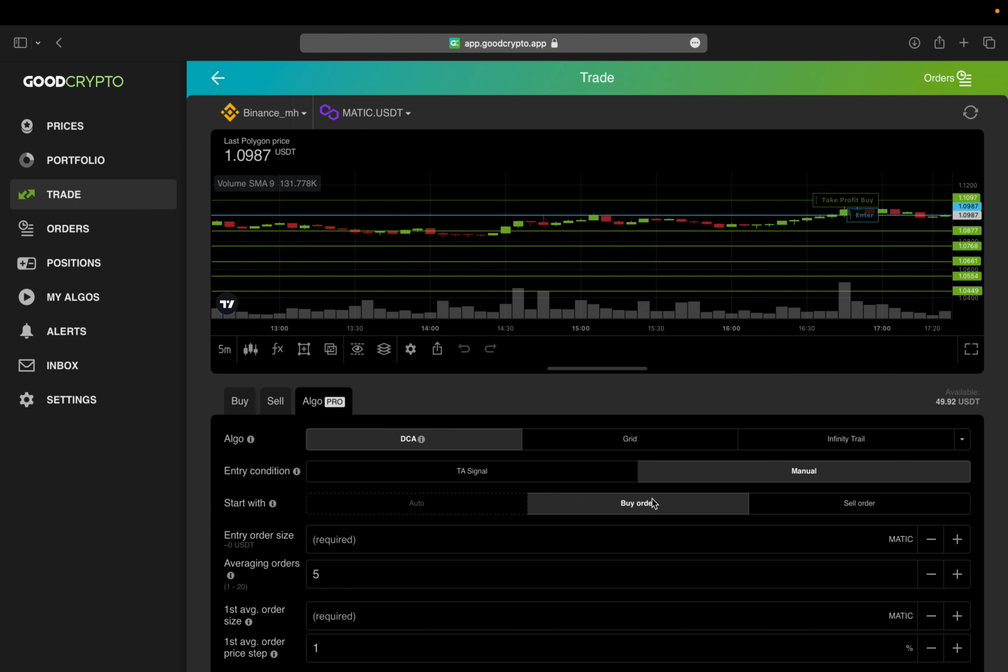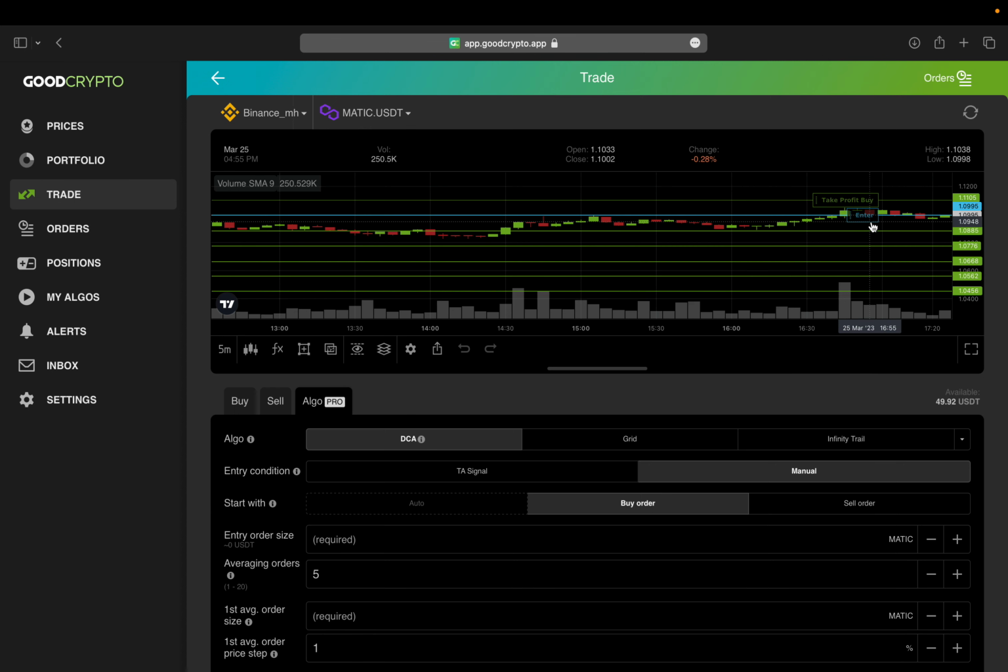Okay, let's start. So it goes from the name DCA Algo. What it does, it does dollar cost averaging, right? So basically what that means is pretty simple. If you just look at this visualization on the chart here, it's pretty much self-explanatory. So what it does, it creates an entry order. So it enters the position. For example, this time it will be buying. So let's say it will be buying here, right?